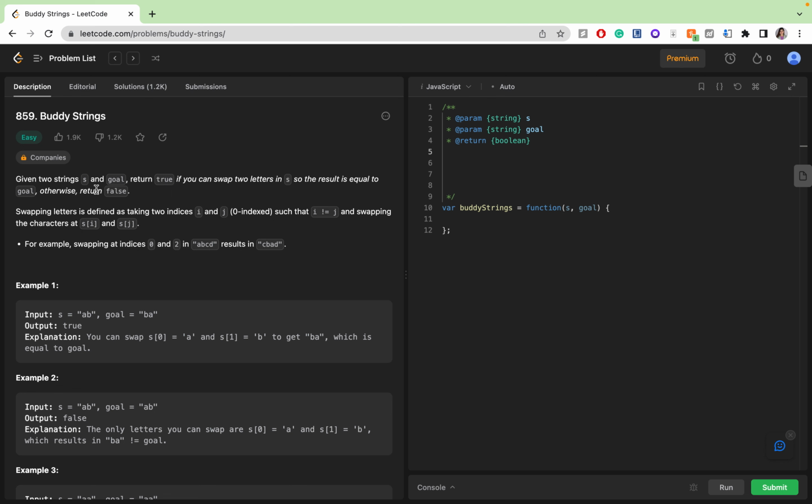Let's read the question. Given two strings s and goal, return true if you can swap two letters in s so the result is equal to goal, otherwise return false. Swapping letters is defined as taking two indices i and j such that i is not equal to j, and swapping the characters s[i] and s[j]. For example, if I swap indices 0 and 2 in abcd, it will become cbad.